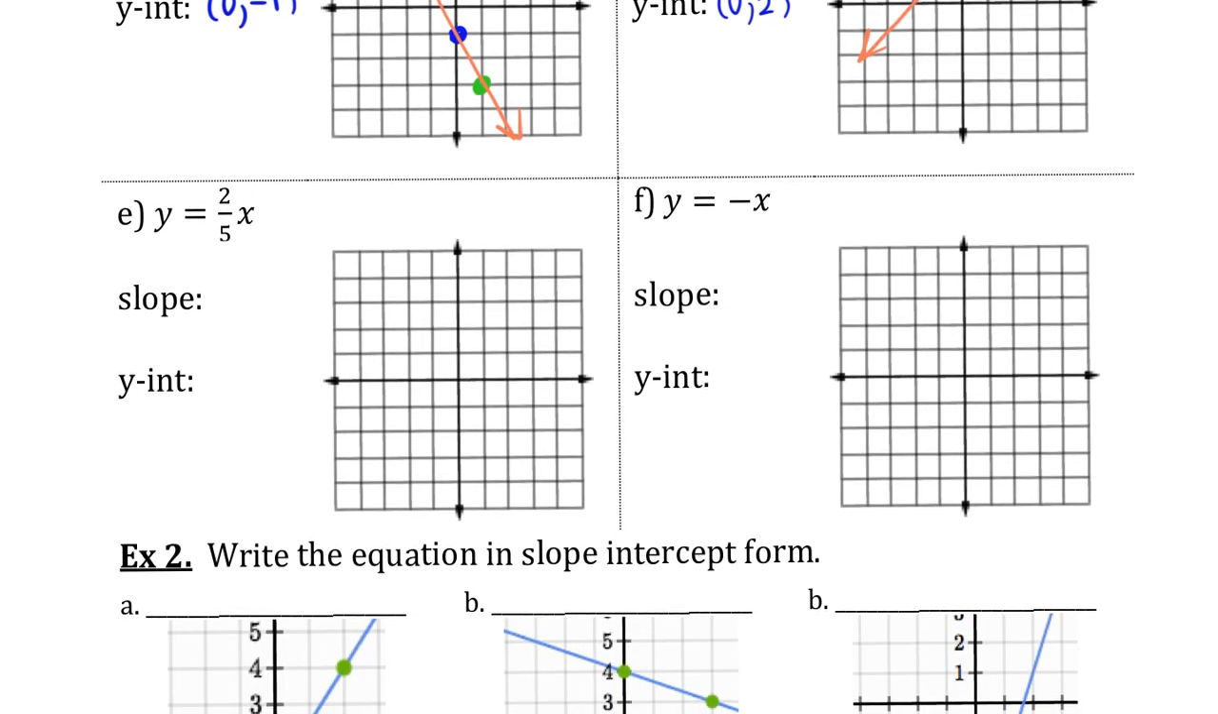Okay, let's do 2 more like this. Okay, y equals 2/5 x. Slope is 2/5. What's the y-intercept?